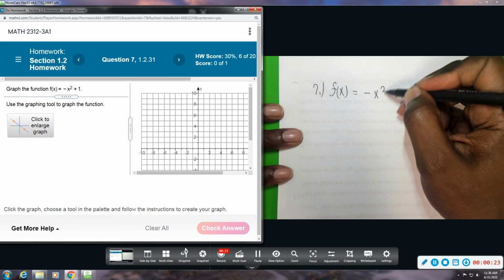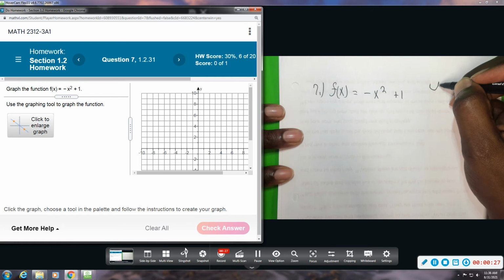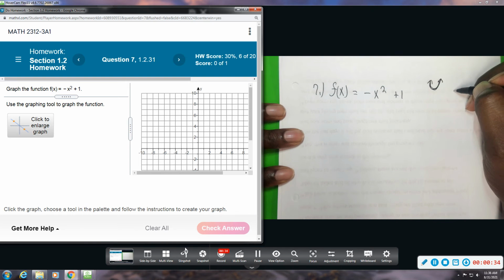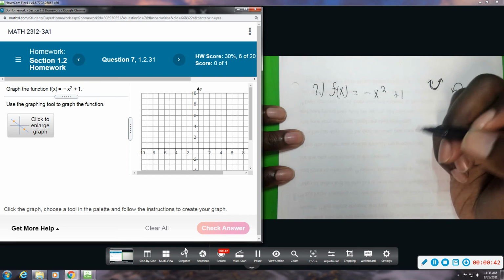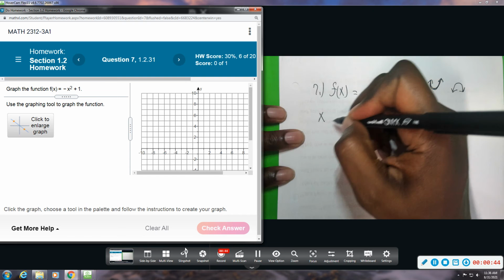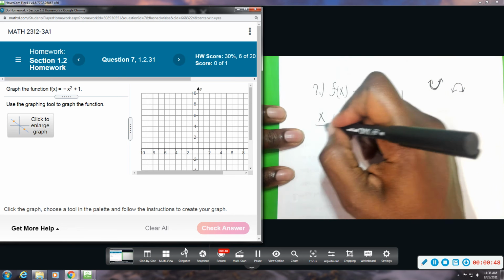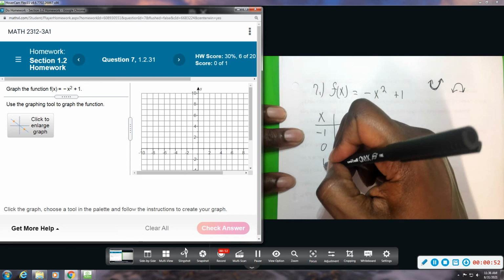So hopefully you're familiar with those types of graphs. Parabolas are U-shaped. Because the leading term is negative, I know that this parabola will be opening downward, like so. And to graph this, we want to get at least 3 points. So I recommend picking one negative, one 0, and then one positive number. So -1, 0, and +1.